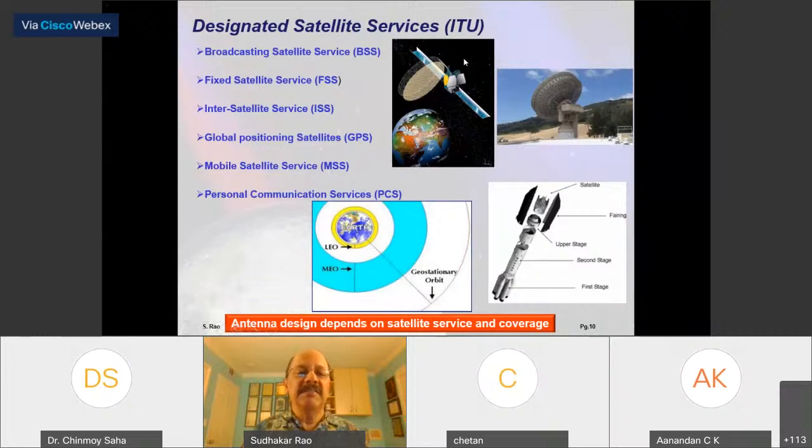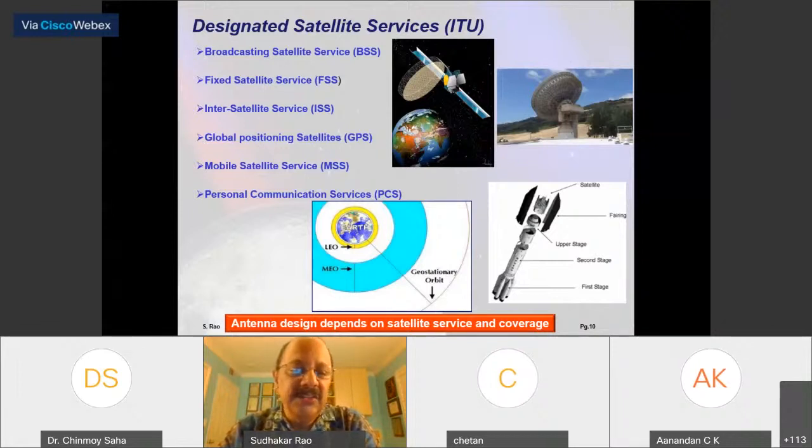So these are satellite services. I won't go through all of them. Broadcast satellite service, this is for TV. Fixed satellite service, FSS, most of the countries have FSS. Intersatellite service, that is at V-band typically. If you have a constellation of satellites, you want to communicate between satellites, so that's the link people use. Global positioning satellite, GPS, we all know about GPS.